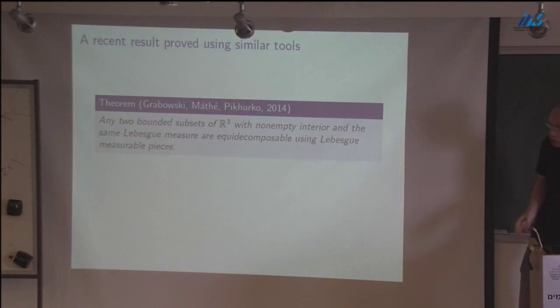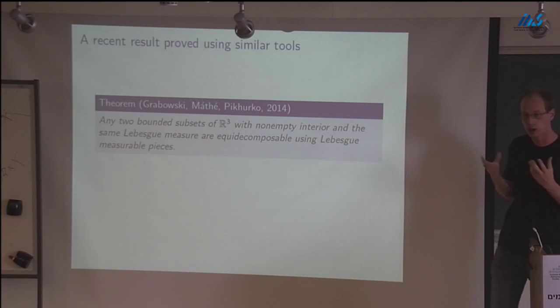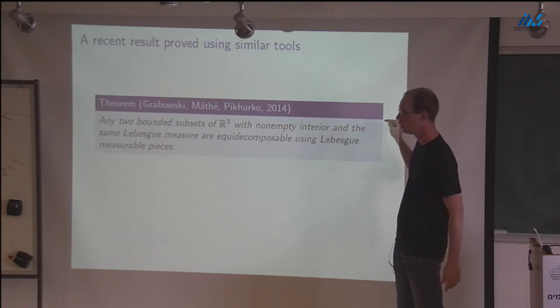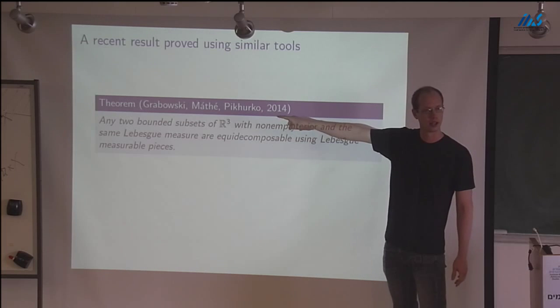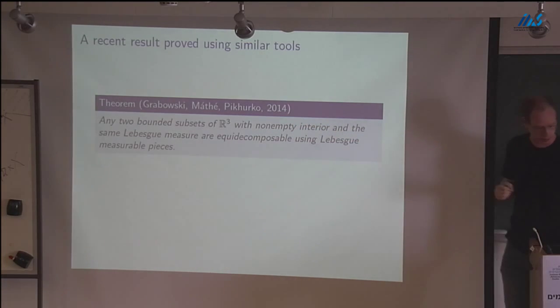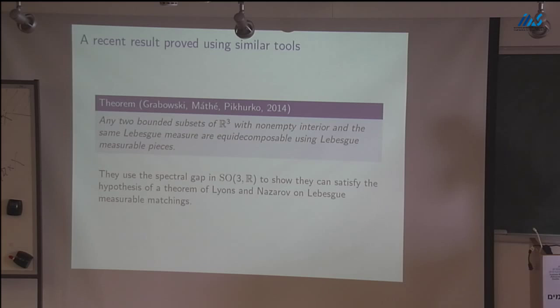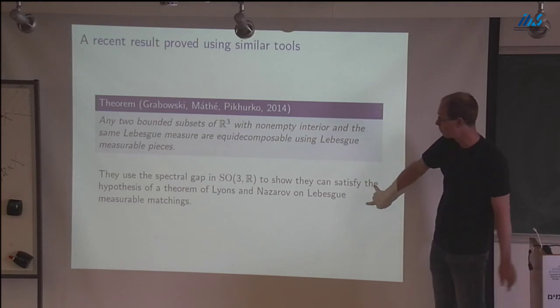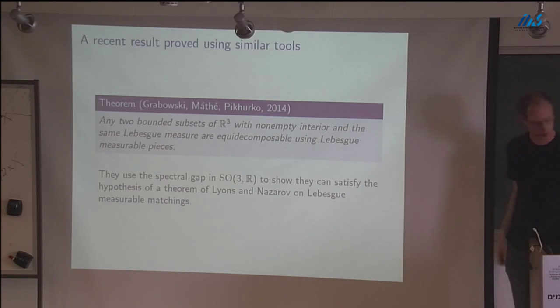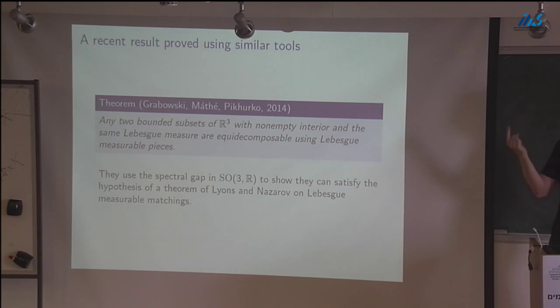And they use a theorem of Lyons and Nazarov on Lebesgue measurable matchings that looks very much like Spencer and my theorem on Baire measurable matchings. You have the same sort of amplification of Hall's theorem by some fixed constant. Okay, and for their particular application to R3, they need to use the spectral gap in SO3 to get that amplification.